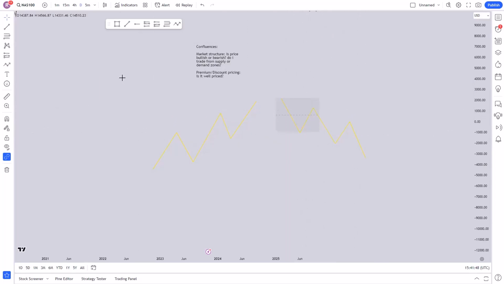So is that good? Yes. So let's say we see a supply zone here. Okay. So is market structure bullish or bearish? It's bearish. Do I trade from supply zones or demand zones? Supply zones. Okay. Now, second confluence. Premium discount pricing. Is it well priced? Yes, it is well priced because we have traded above the premium. Okay. Now, in a bullish market sense.